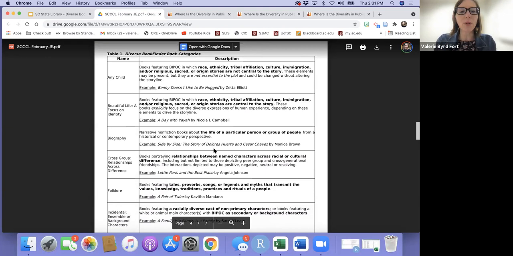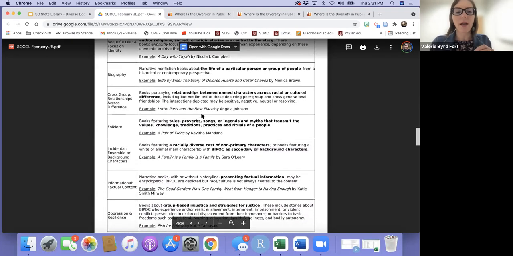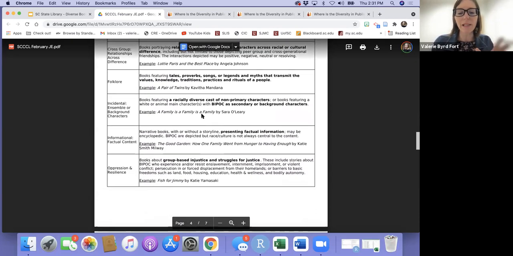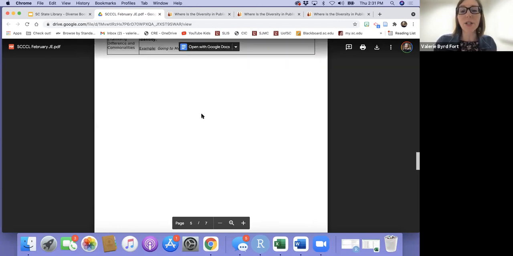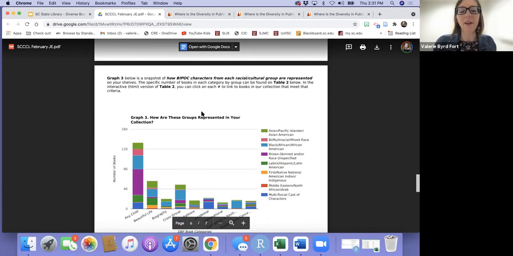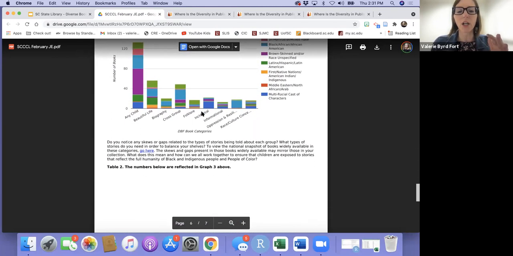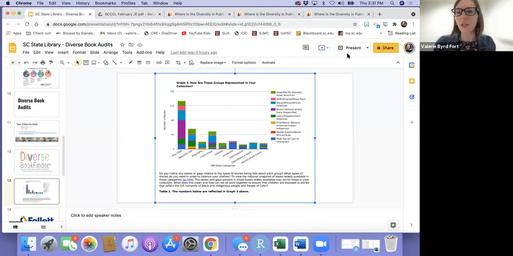So for example, Beautiful Life is books featuring BIPOC in which race, ethnicity, tribal affiliation, culture, immigration and or religious, sacred or origin stories are central to the story. So they really break it down very detailed. I think this is a really neat tool to use. Again, it's a great starting point. It is just for picture books, but it is a free analysis and their website is just full of good information as well. So I wanted to make sure that you were familiar with that.